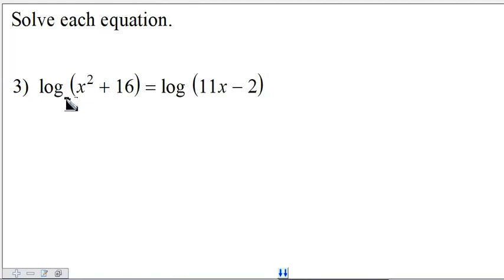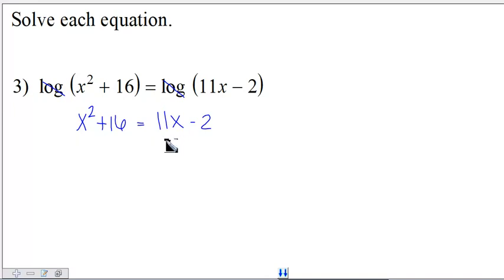In this example, you might notice that there are not any base numbers written down. Remember that if you do not see a base number, it is a base of 10. These are the same, and therefore I can use my equality property. x squared plus 16 is equal to 11x minus 2. Since I have both an x squared and an x in this problem, I know that I'm going to have two answers, and I'm going to try to factor. If factoring doesn't work, I could use the quadratic formula.